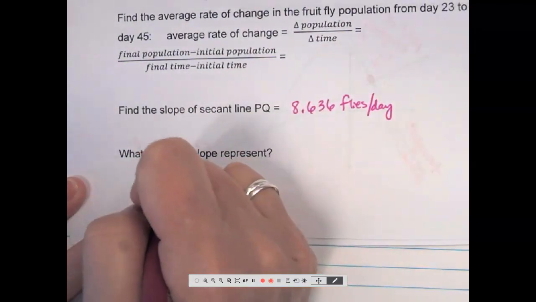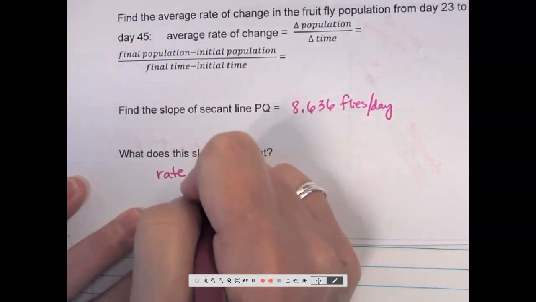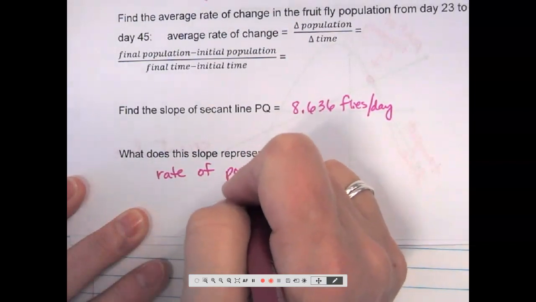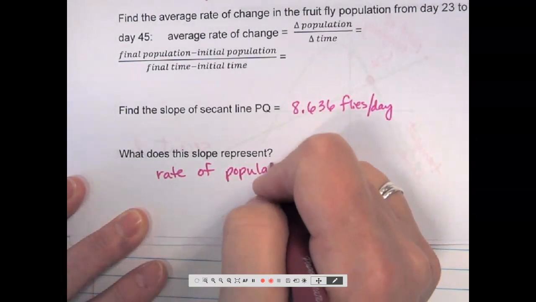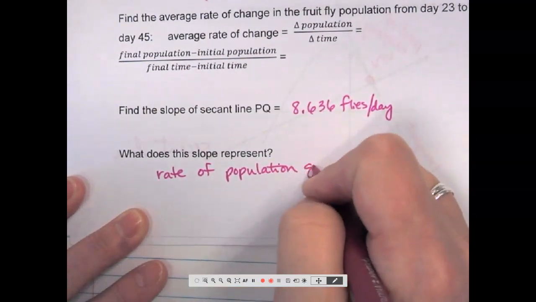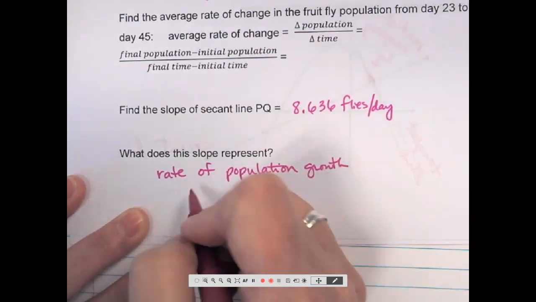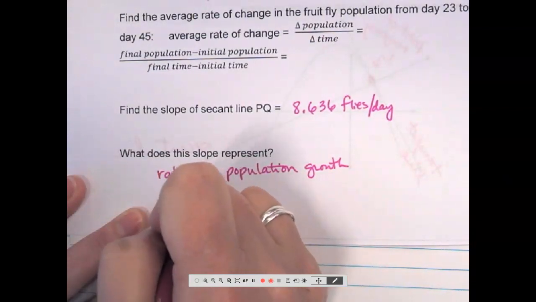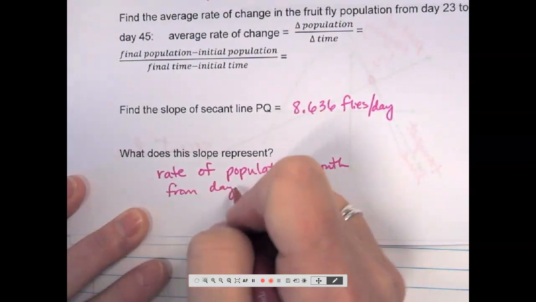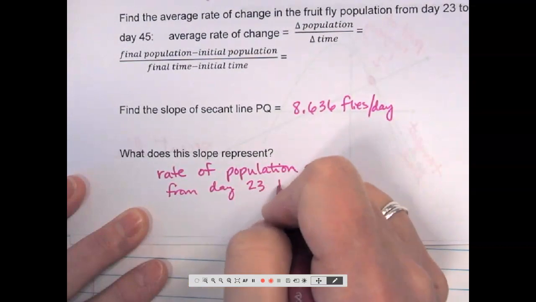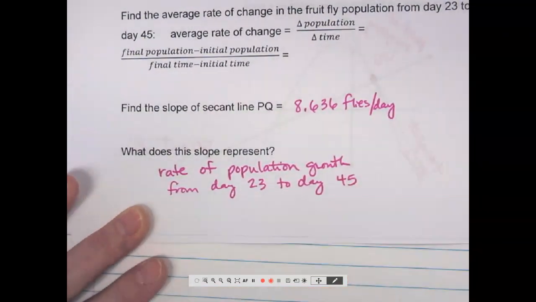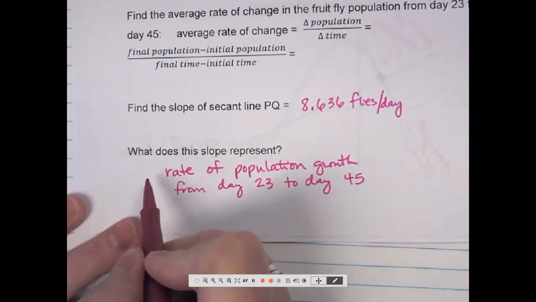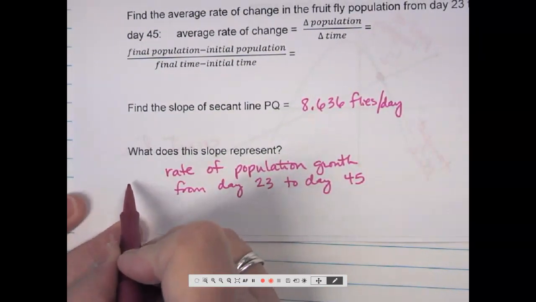So the rate of growth, let's say population growth, because it's not the fly size that's growing, right? Rate of population growth from day 23 to day 45. And let's put a word in front of rate.